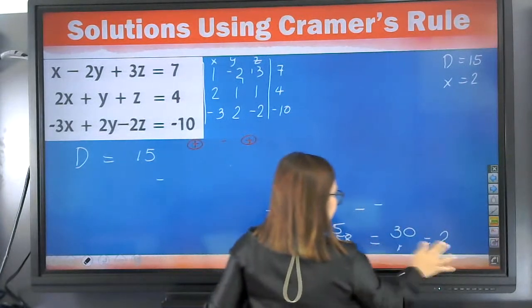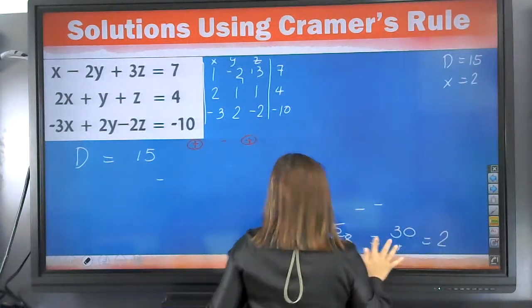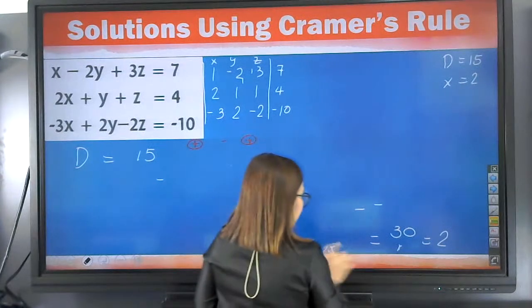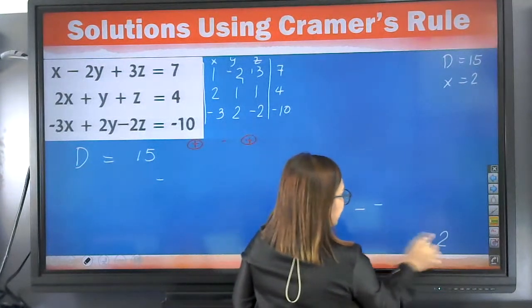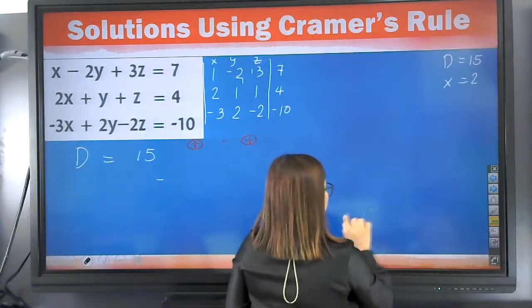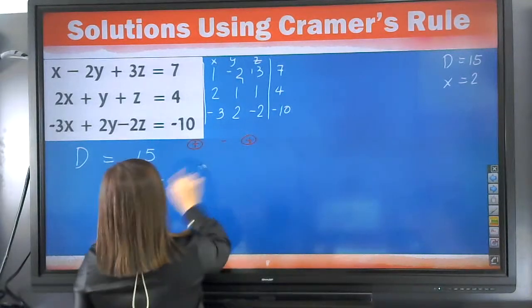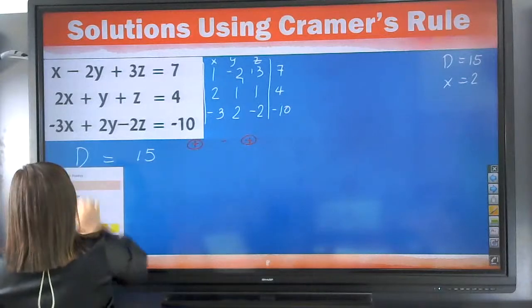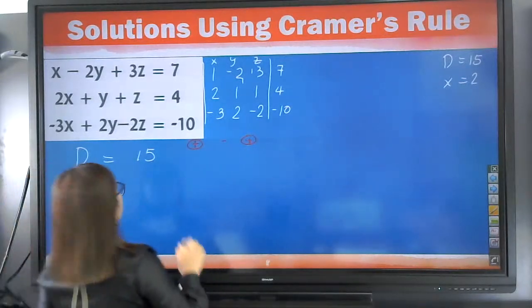So for the y, you can solve for y. Anyone who can solve for y, you can try it. Remember, to find y, change the y column to the answer column on the right. If you are good already, then you can begin. If not, you listen.